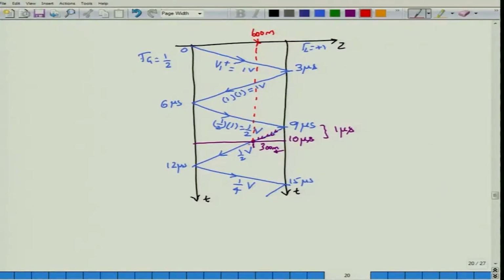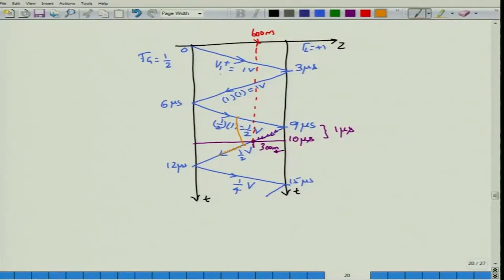Please note that the voltage half has not propagated here. So the voltage has actually not propagated to this side. So this side would still be seeing whatever voltage was there earlier. And what is the earlier voltage? That would be half volt, and this would again be half volt, and so on and so on.